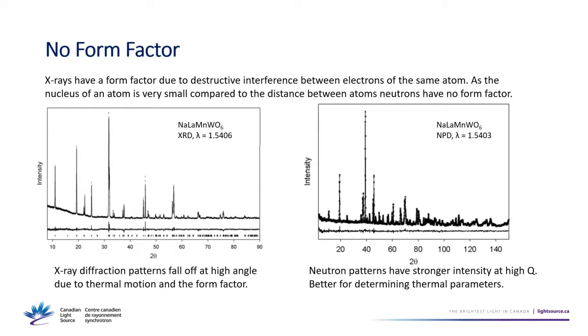And so with neutron powder diffraction, you get peaks of significant intensity up to higher angles, so you have more information to work with. Also, for parameters that have a Q dependence, such as displacement parameters, you can get more accurate values from neutron diffraction than you will get from X-ray diffraction.